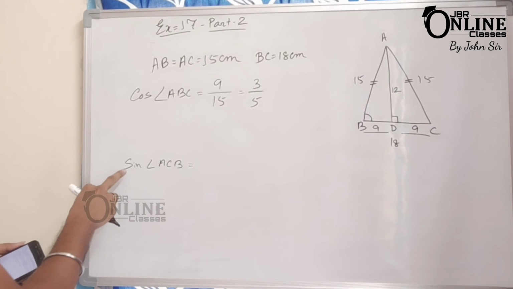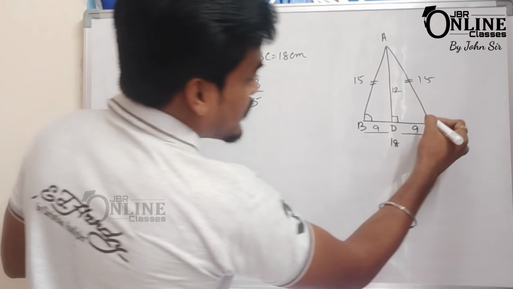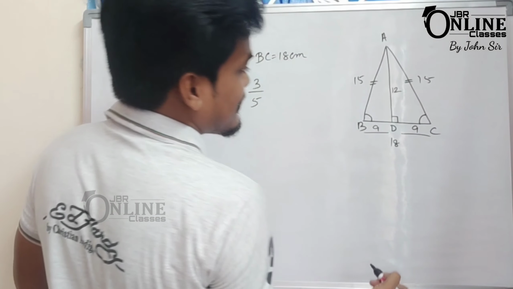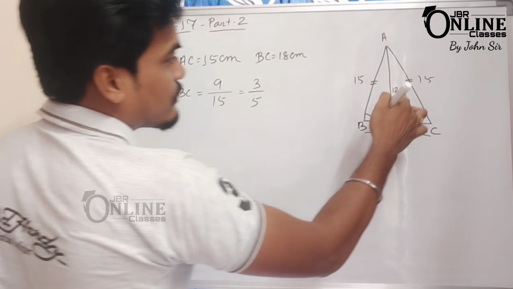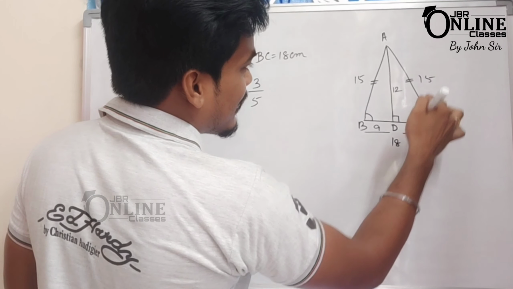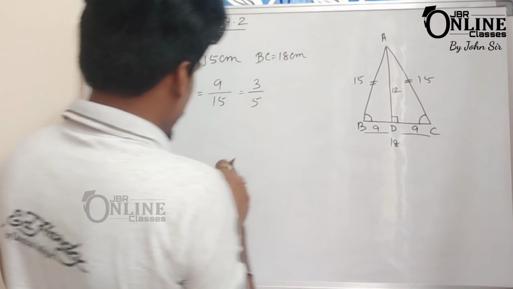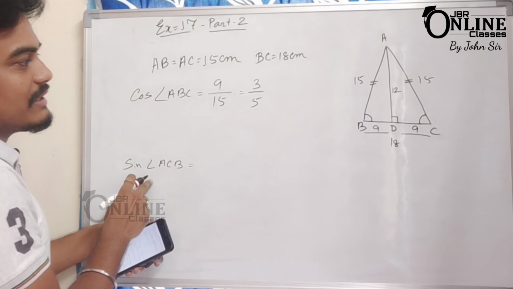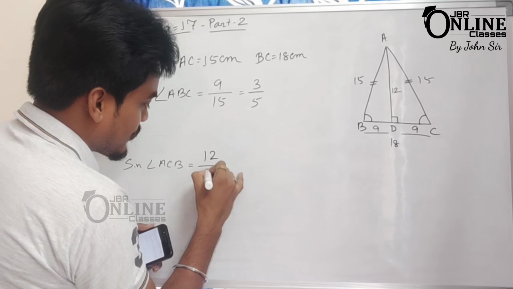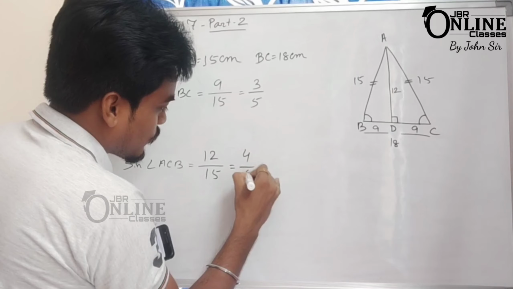Now next one, sin ACB. So with respect to this angle ACB, here height equal to 12, base equal to 9 and hypotenuse equal to 15. So now formula of sin equal to height by hypotenuse. So that equal to 4 by 5.